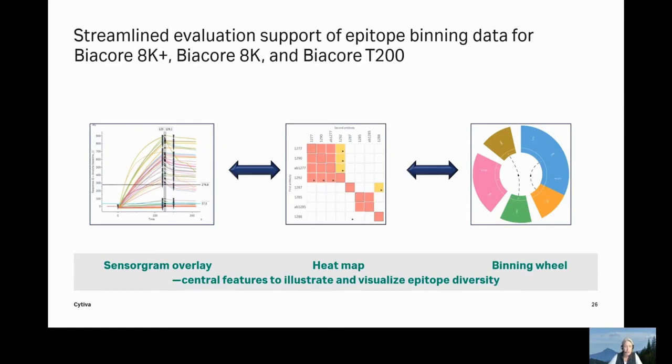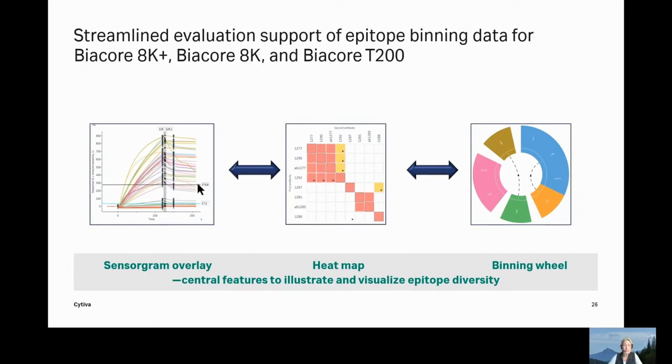Here you see the most important evaluation items for an epitope binding experiment. So this here is the sensorgram overlay of all interactions, binding of the second antibody. And here you can set cutoff lines very easily just by moving them. So it's a very interactive tool.